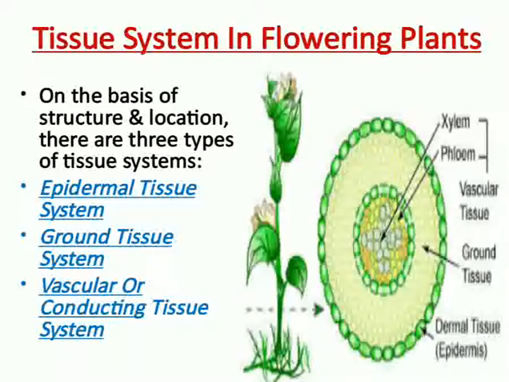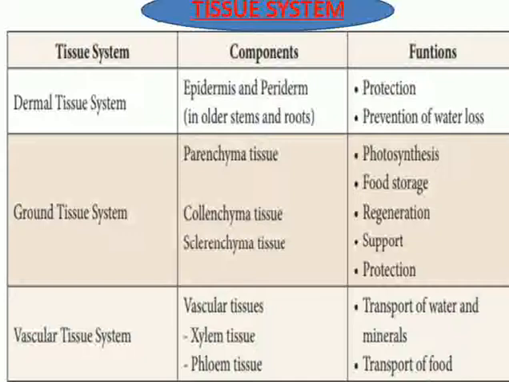On the basis of their structure and location, we have three types of the tissue system. The first one is the epidermal tissue system, which consists of the surrounding layers. The ground tissue system, which forms the main bulk of the tissues, and the vascular or the conducting tissue system, which forms the xylem and the phloem. So we have three types of the systems: epidermal tissue system, ground tissue system, and the vascular tissue system.